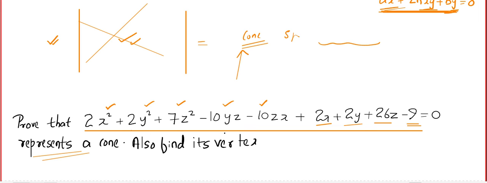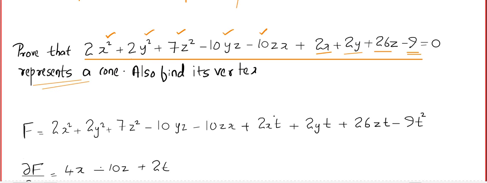And then we will find the stationary point of that cone, and we will prove that there is a stationary point, and there is only one stationary point. And hence we are so sure that it is a cone. And if the homogenized equation is a cone, then this is also a cone. Okay, we'll come to it.